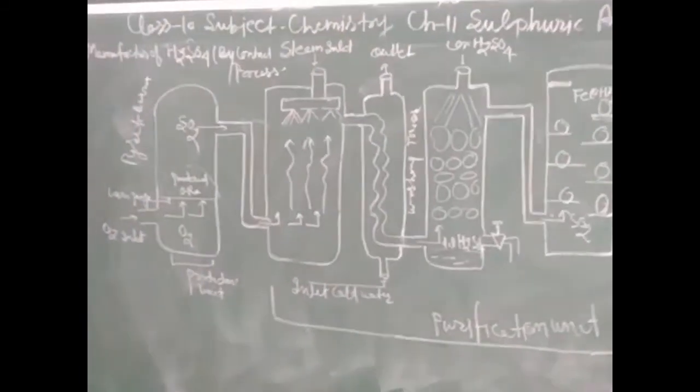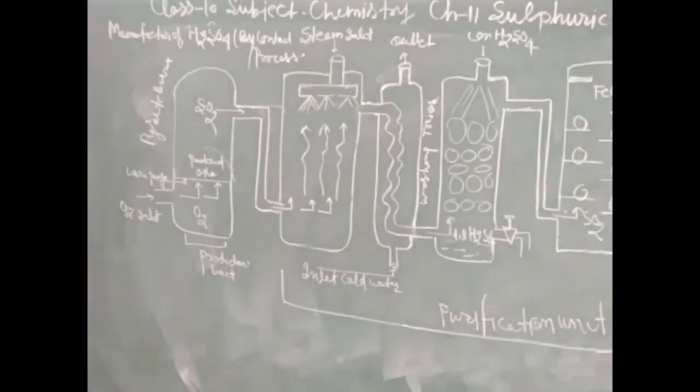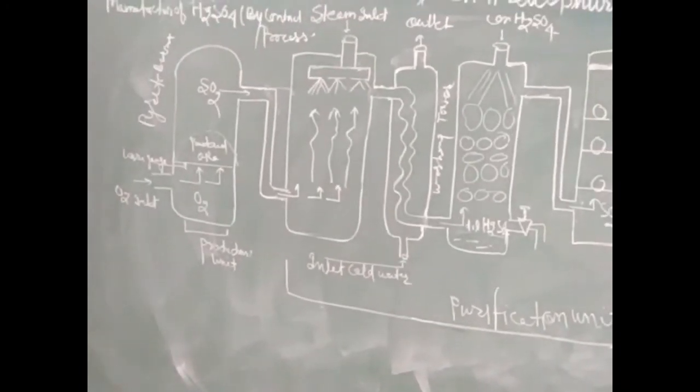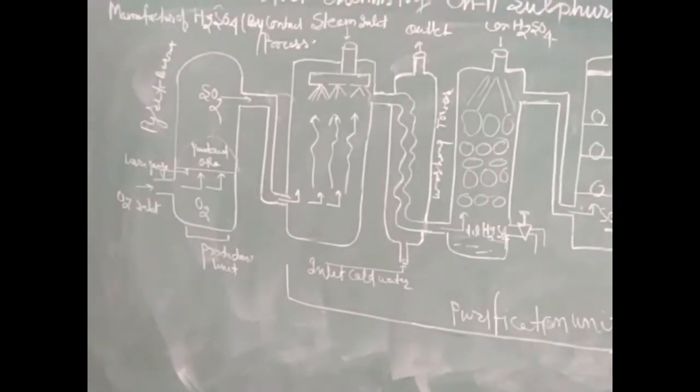Now we will discuss the overall steps that are involved in this process. The first step involved in this process is production of sulfur dioxide. As we know, when sulfur reacts with oxygen on burning, as we can watch in the first production unit, sulfur dioxide reacts with oxygen to form sulfur trioxide.